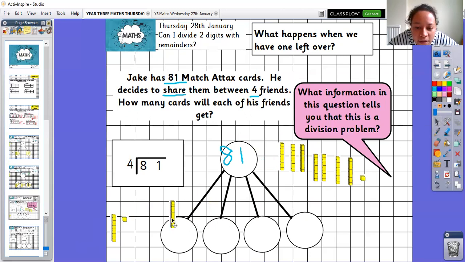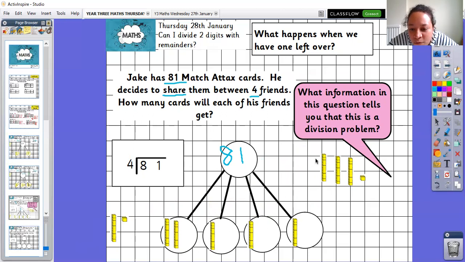So here we go. Now, there we go. You might already be thinking of a pattern here. You might be thinking, well, I've got 8 tens and I'm sharing it between 4. Because I know that 8 is a multiple of 4, you might be thinking already, well, that's going to work out and I won't have any left to exchange. And if you did, well done.